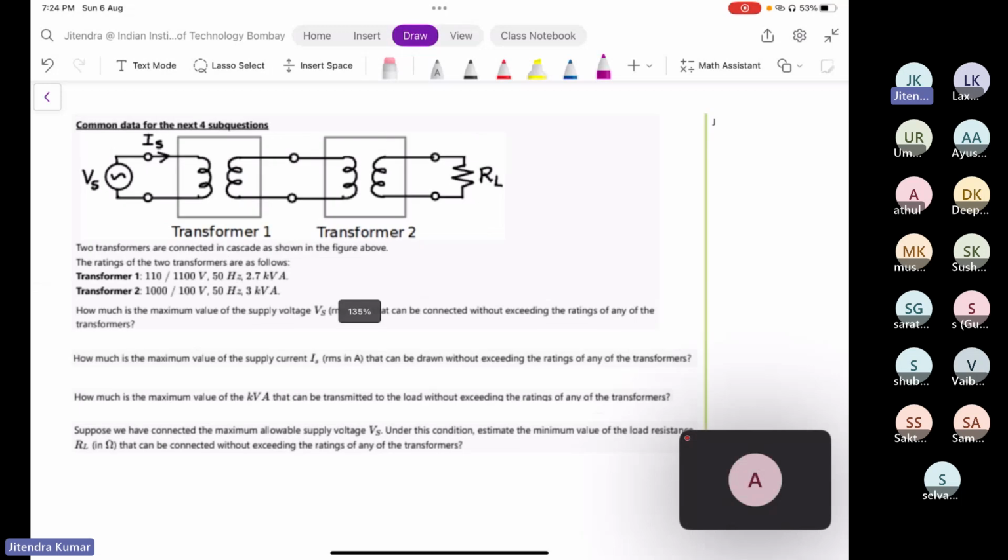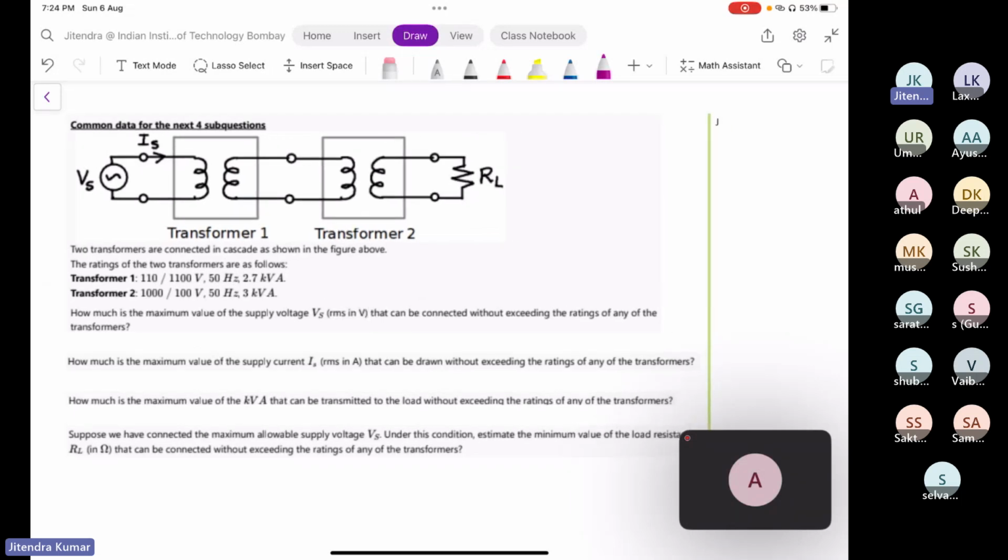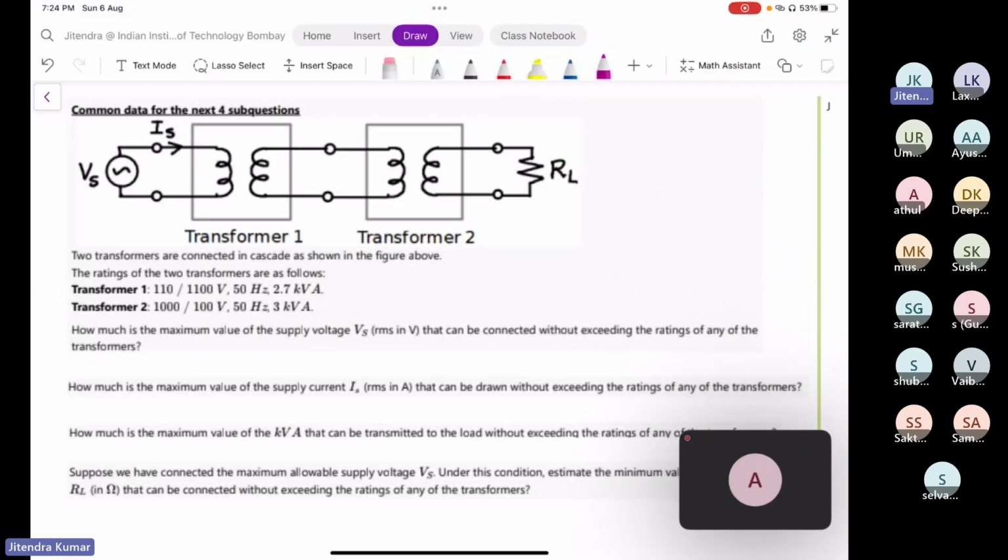So see here also two transformers are connected side by side in this problem. I hope you are able to see. Let me increase the brightness here. So here we have to find out in the first part, how much is the maximum value of the supply voltage that can be connected without exceeding the ratings of any of the transformers.